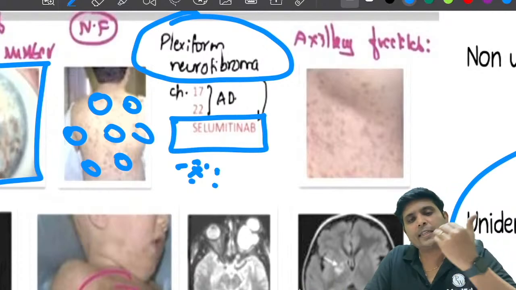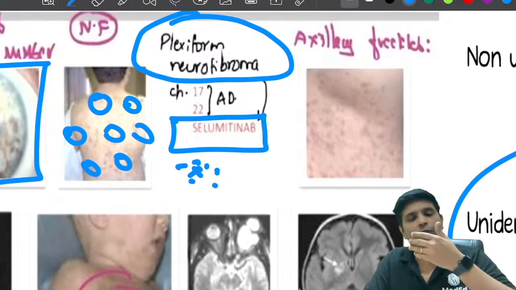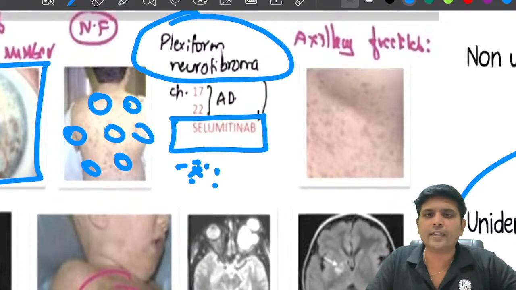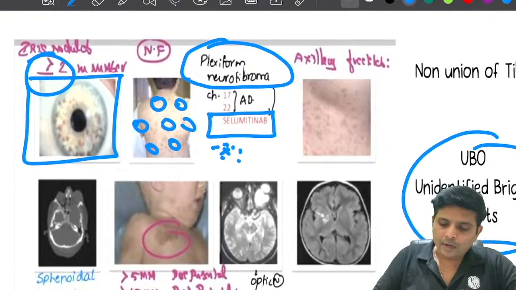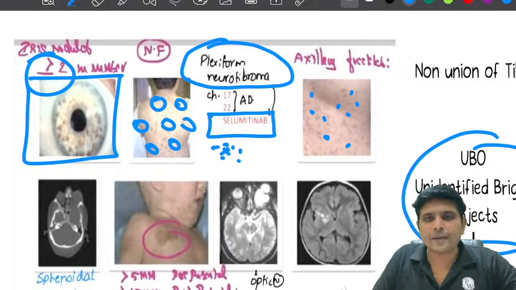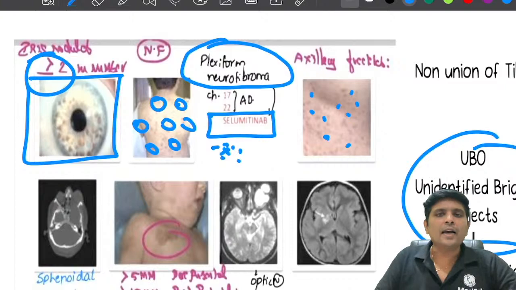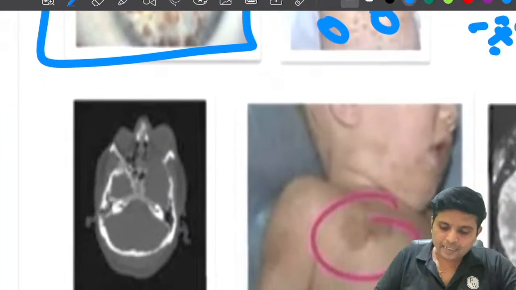And you all know that the chromosome involved with neurofibroma 1 is 17 and neurofibroma 2 is 22, and it is autosomal dominant in nature. And the third point is, you can have plenty of brownish black pigmentation in the axilla, otherwise known as axillary freckles.